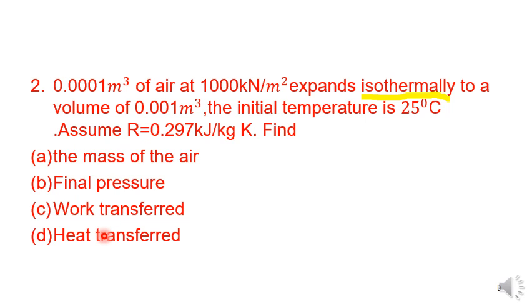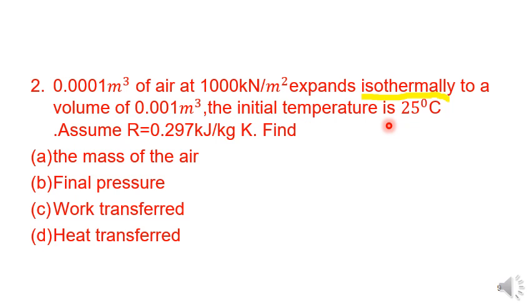So first we have to write the given data. The data given here is a volume 0.001 meter cube, which we represent as V1. Next, pressure. Kilonewton per meter square is the unit of the pressure. So P1 is equal to 1000 kilonewton per meter square. It expands isothermally, so the term isothermally means constant temperature process. T1 equal to T2. Volume V2 is equal to 0.01 meter cube. Initial temperature T1 is 25 degrees.